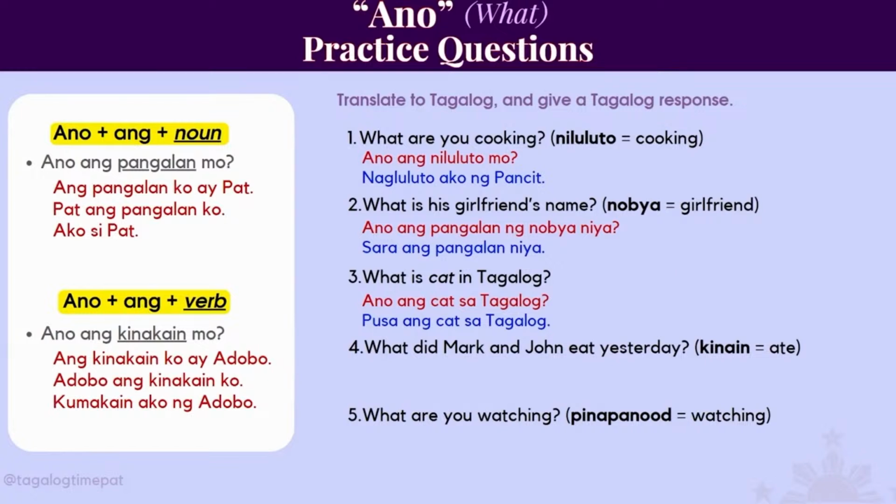Next, what did Mark and John eat yesterday? Ano ang kinain nila Mark at John kahapon? I want to show you this word nila. This is like a marker that is used to indicate people, so it's like their ownership. When it's multiple people, Mark and John, it's nila. When it's just one person, it's ni.